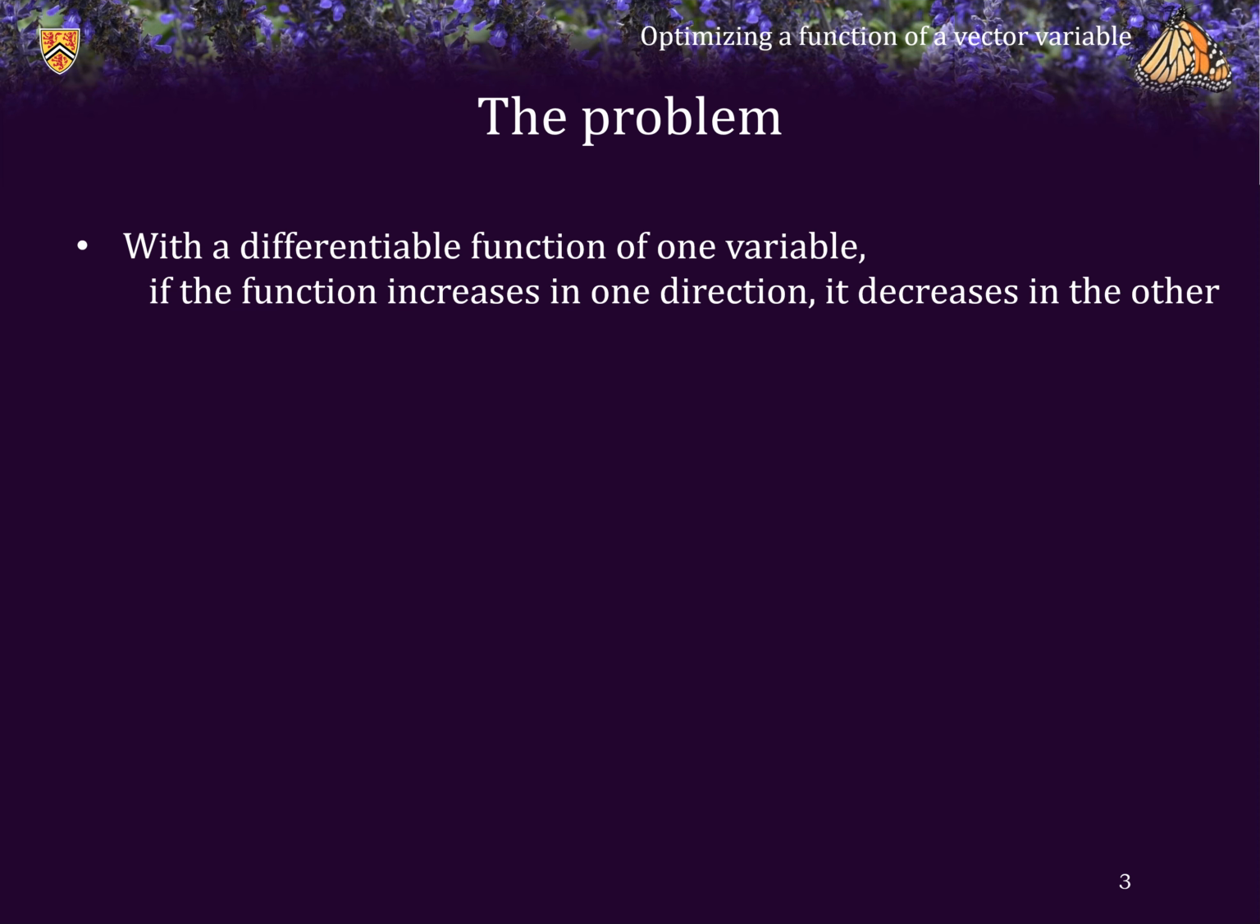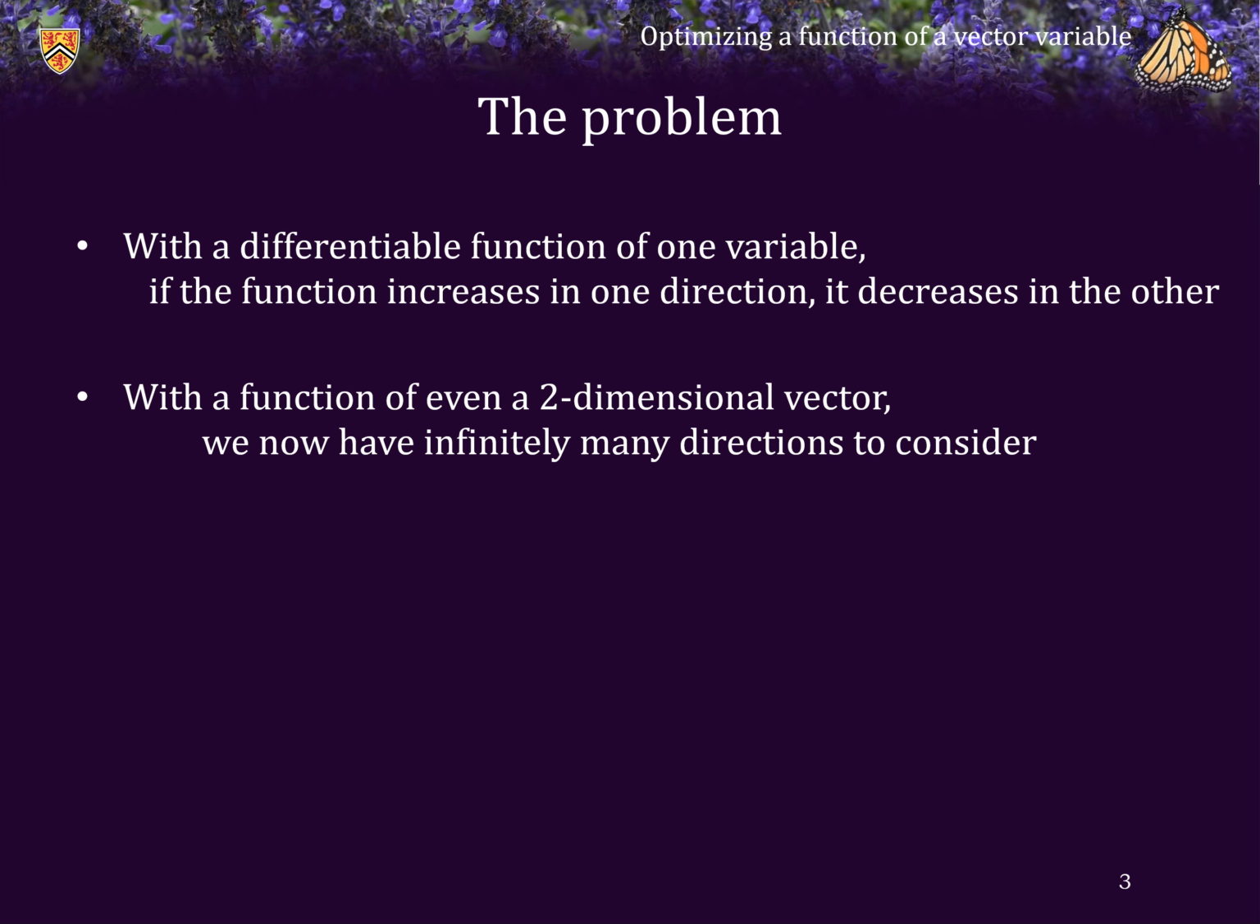Now, with a differentiable function of one variable, if the function is increasing in one direction, it's of course going to be decreasing in the other. So it's not that difficult to find a local minimum. However, even if we have a function that is of a two-dimensional vector, we now have potentially infinitely many directions which we could potentially consider to find a minimum.